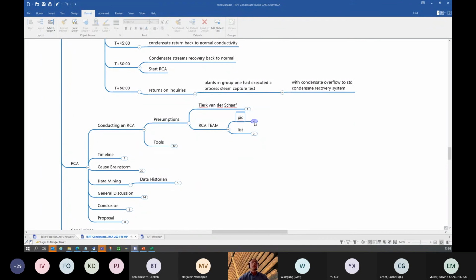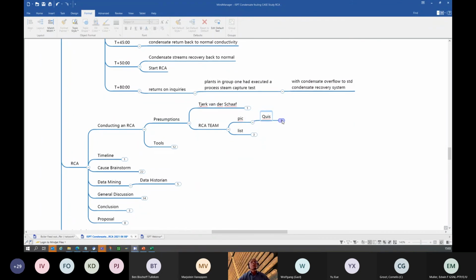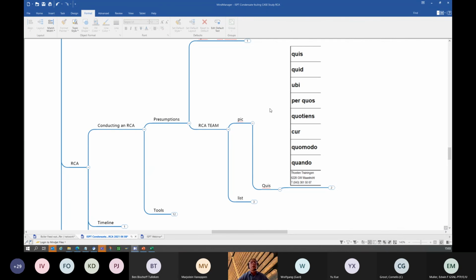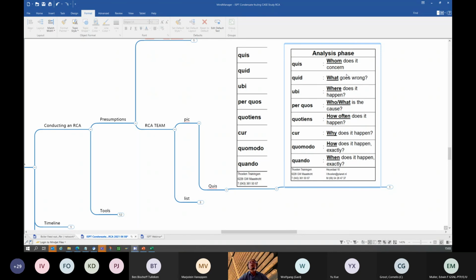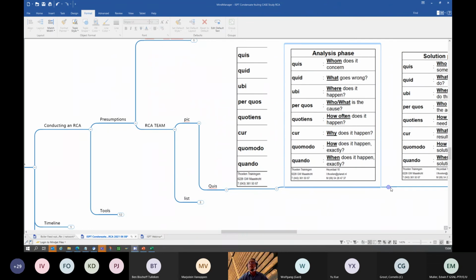And I think I'll have time for that. The old Romans already had a very good idea on how to analyze a problem. They used quis, quid, ubi, per quos, quoties, cur, quomodo, quando. In the analysis phase, you have to look at whom does it concern, who is being hit, what goes wrong, how are you getting hit, where does that happen, where is this hitting taking place, where does it come from, who is hitting you, how often does it happen, why does it happen, how does it happen, and when does it happen. This is a bit more than just the 5 whys.